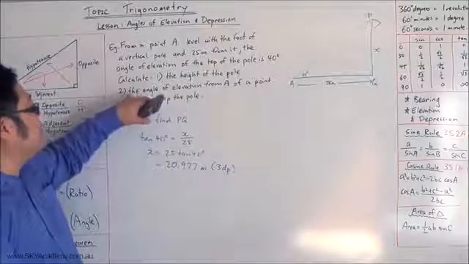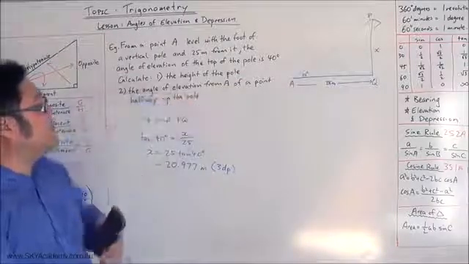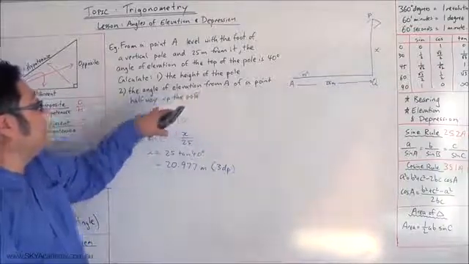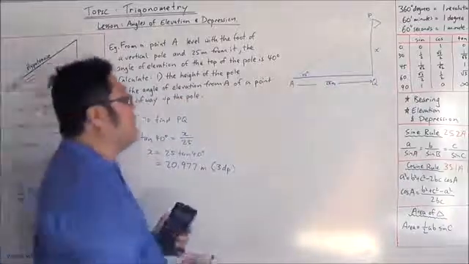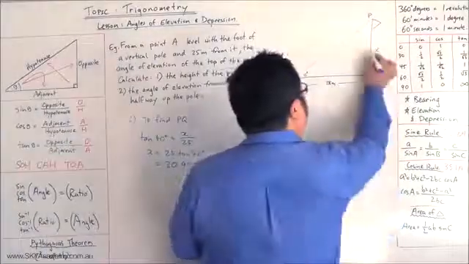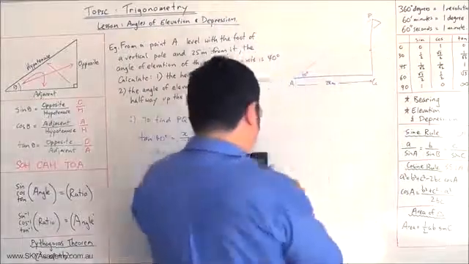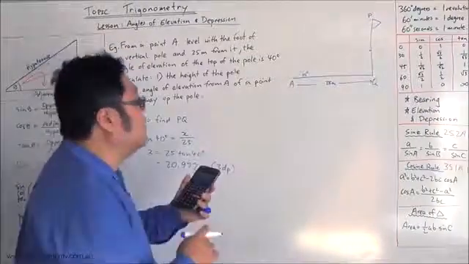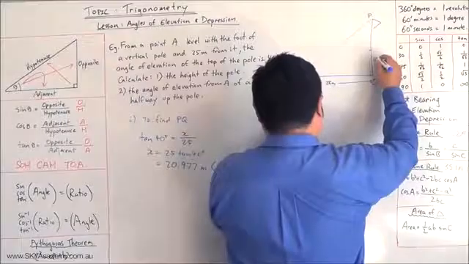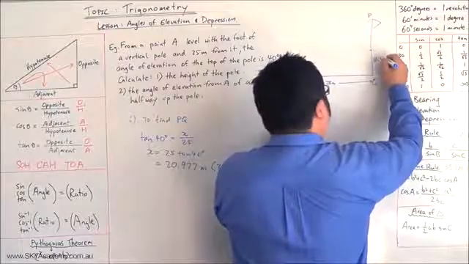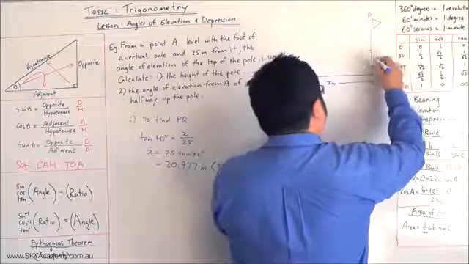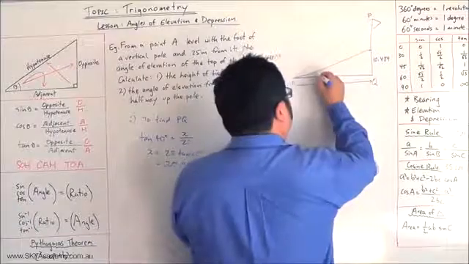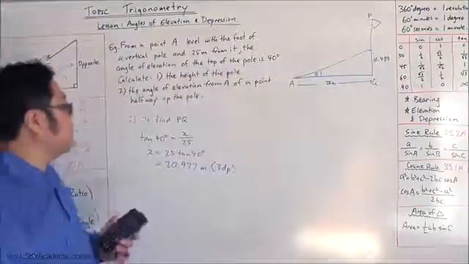Now question 2 says find the angle of elevation from A of a point halfway up the pole. So a point halfway up the pole would be here, right? And that height would be this height divided by 2, which is 10.489 in this case, meters up the wall. So we want the new angle here, okay?